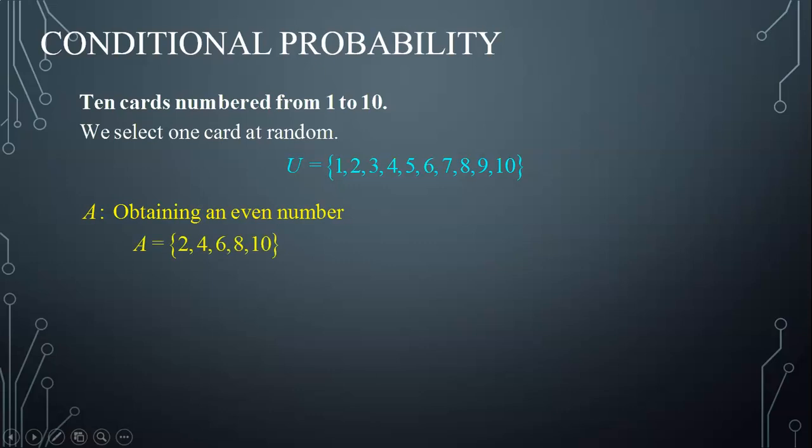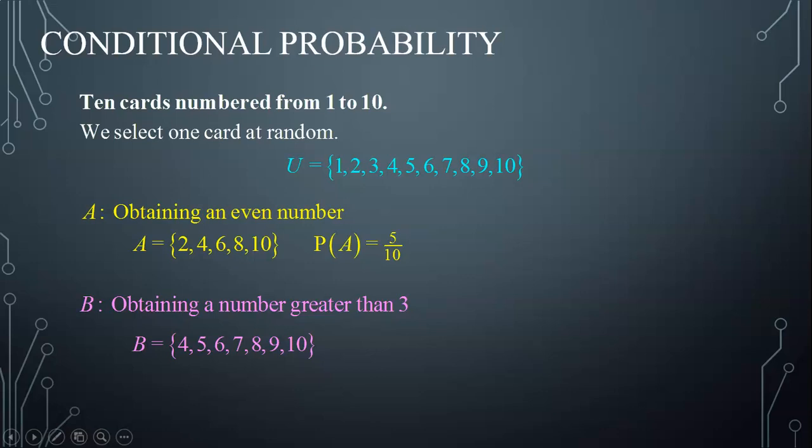Then event A would contain these even outcomes with a probability of occurrence of 5 out of 10, as 5 out of the 10 outcomes in U are even. Now, if we define the event B consisting of obtaining a number greater than 3, in the sample space, the outcomes greater than 3 are from 4 to 10. Then B would contain these outcomes with a probability of 7 out of 10, as out of the 10 elements of U, 7 are greater than 3.